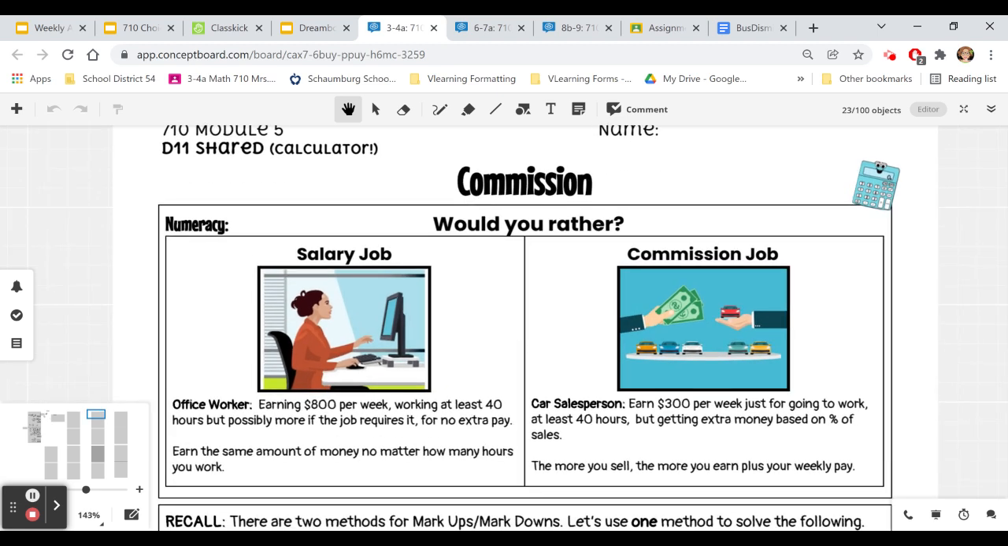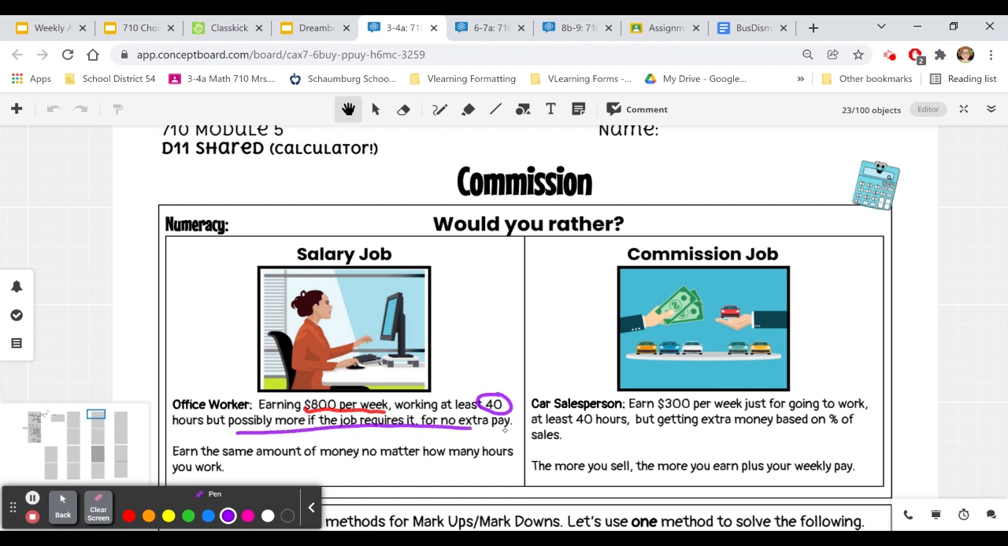The first one is a salary job. That is the kind of job where you make a certain amount of money no matter how many hours you work. Let's say $800 per week. And you can work anywhere between your regular 40 hours, at least that 40, but possibly more if the job requires it, with no extra pay other than what you're expected to make.